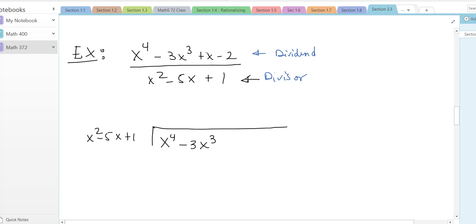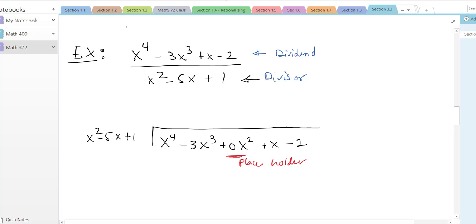Oh, notice that there's no x squared. So usually it's a good idea to have a placeholder. So 0x squared because there's no x squared, then plus x minus 2. This is just because, as we have seen before, you want to be able to line up your quotient by degree. So I want to leave a space in case I have something in my quotient with an x squared. So this is just a placeholder since there's no x squared term.